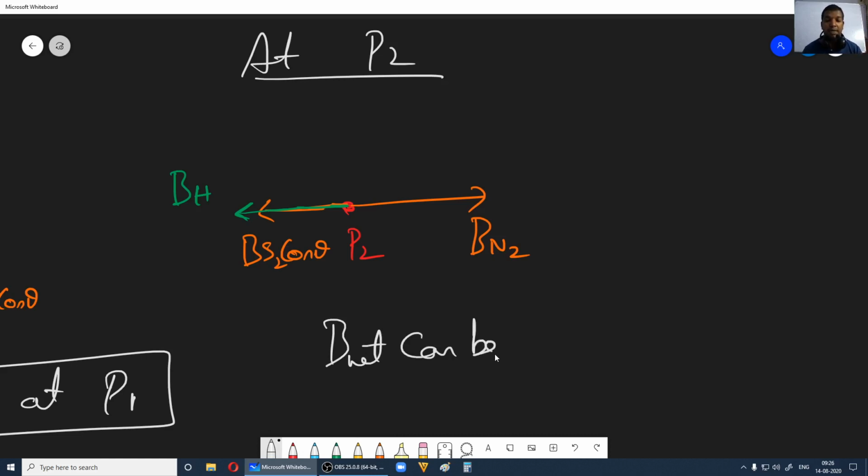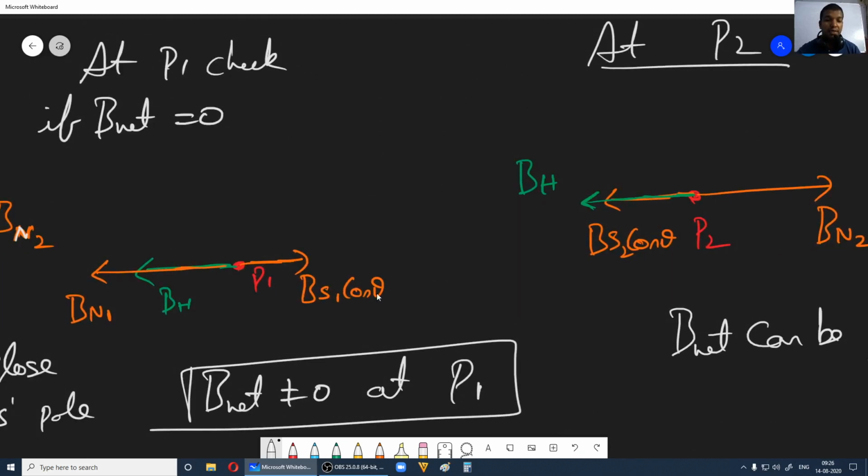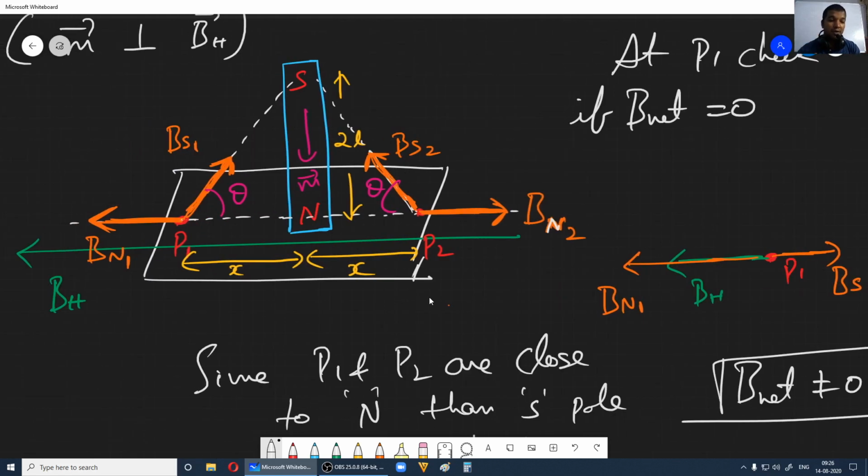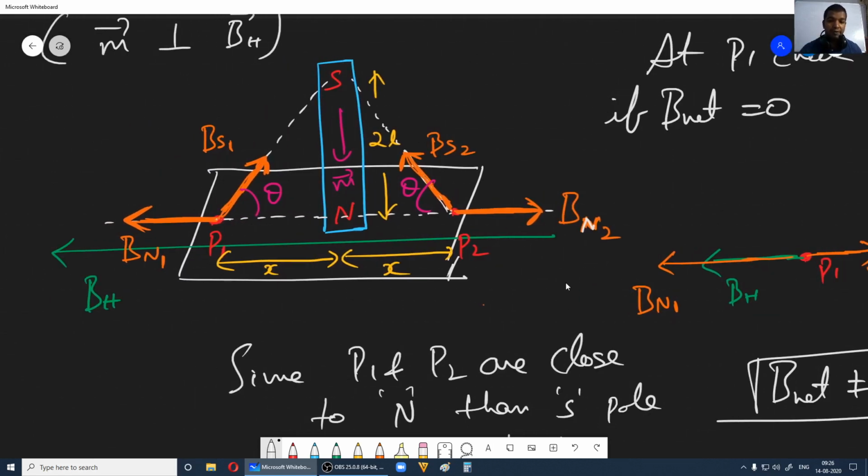Okay, B net can be 0 at P2. Now how to evaluate that? We will take the reference with respect to the north pole. From the north pole you have to move towards the right, that is against the direction of the horizontal component of the Earth's magnetic field. Even you can write, so this is south pole and north pole, right?